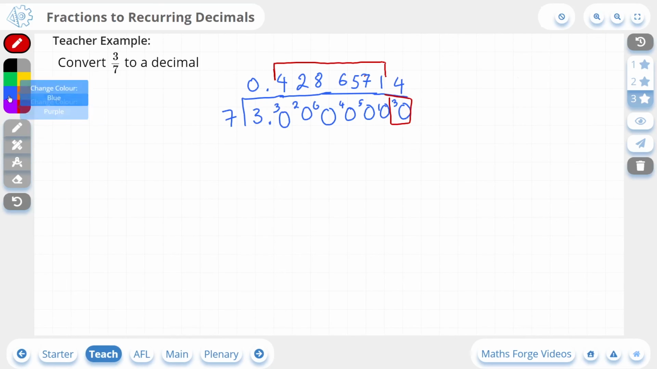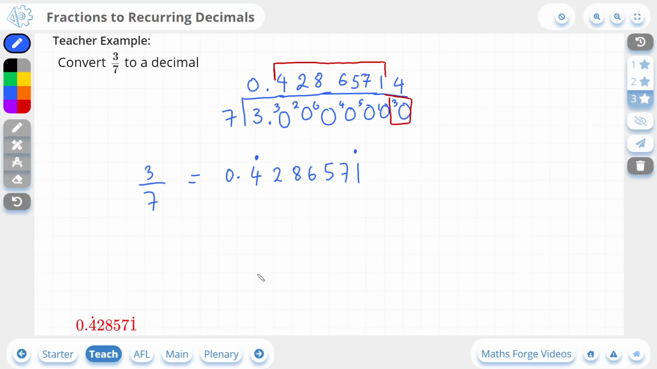So now I can safely say that 3 over 7 written as a decimal is 0.428571 with the recurring values over the 4 and over the 1, because beyond the 1, it's going to repeat again from this 4. And if we check our answer, there it is, 0.428571 with the recurring values over the 4 and the 1. And that's it for our lesson on converting fractions to recurring decimals.